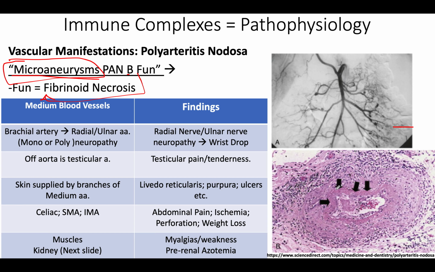Okay, and so you can see here how you have that fibrinoid necrosis, that really eosinophilic, hyaline-looking material in the blood vessel, indicating that you do indeed have a fibrinoid necrosis. Okay, so fibrinoid necrosis, I want you to think of PAN B fun and think of hepatitis B and polyarteritis nodosa. Okay. So now I want to go through the manifestations of polyarteritis nodosa, and I want to make them intuitive, okay?